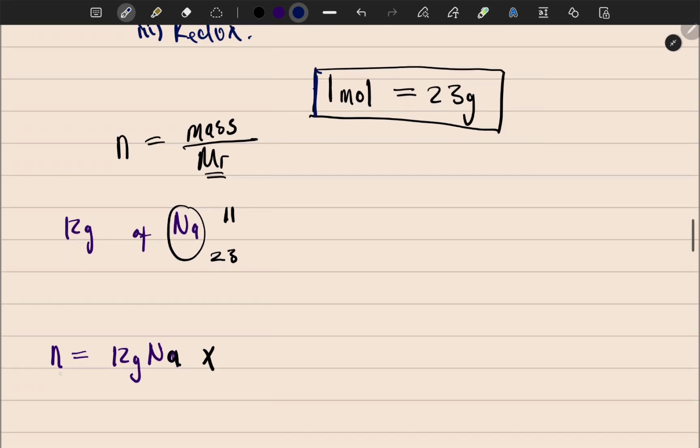fraction. I want number of moles, right? I don't want the mass. So the mass will go as the denominator. What you don't want will now be the denominator. So you're going to put 23 grams, and in here, you're going to put 1 mole. You understand? So now what are you going to have? This is 23 grams again of Na, because 1 mole of Na is going to be 23 grams of Na, right? So now grams of Na and grams of Na will cancel, right?